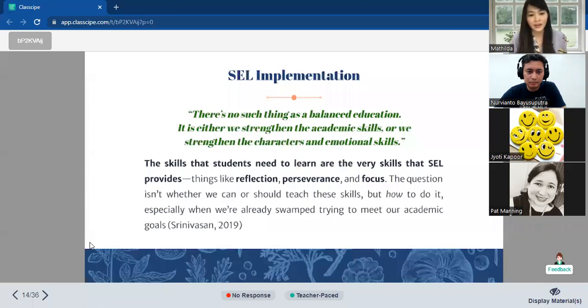And the question isn't whether we can or should teach these skills, but how to do it, especially when we are already swamped trying to meet our academic goals. Just like I said earlier. Okay, next slide, sir.